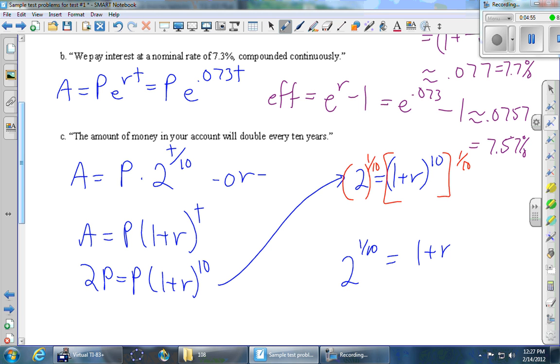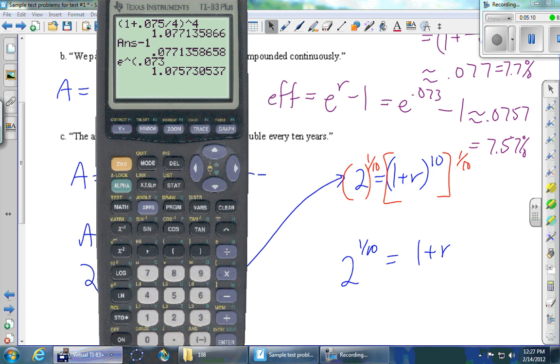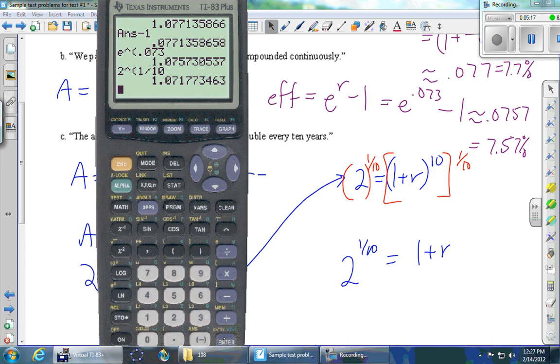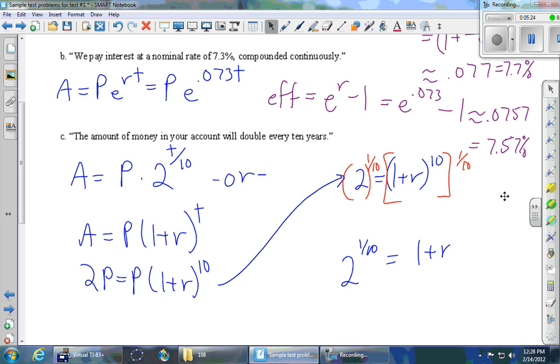So the interest rate here is, well, we'll pause on the interest rate. We'll just type in this 2^(1/10) onto the calculator. So we go 2 raised to the parentheses 1/10. And we get 1.07 and change. So this is roughly 1.072.